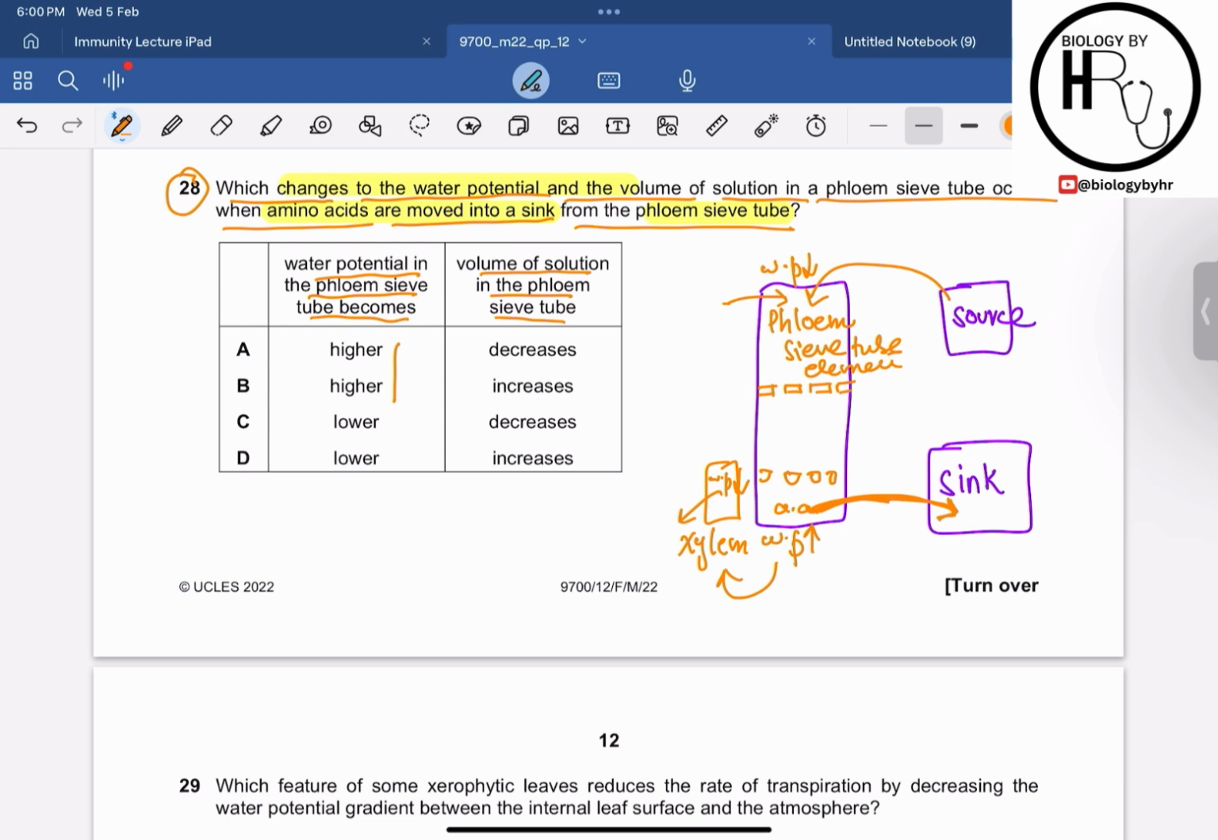So hence, if I talk about the summary, water moves out by osmosis because the solute concentration in the phloem decreases after unloading, increasing the water potential, right? So hence the correct answer for this would be option A.